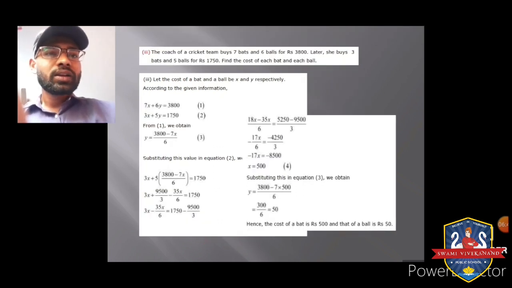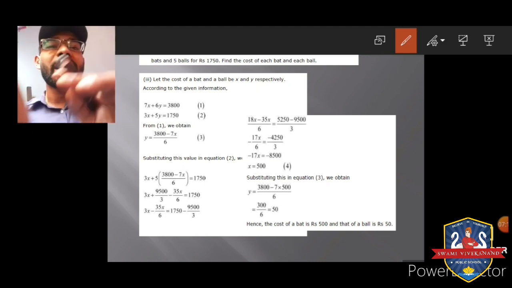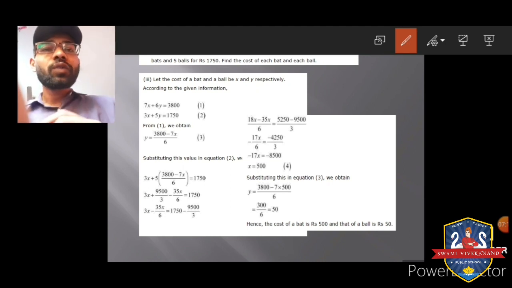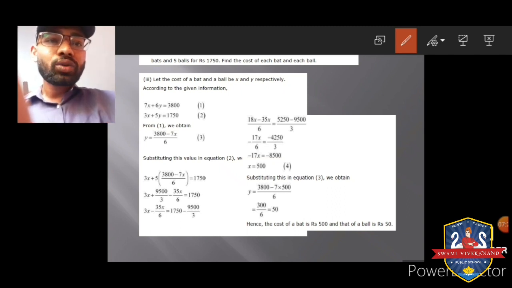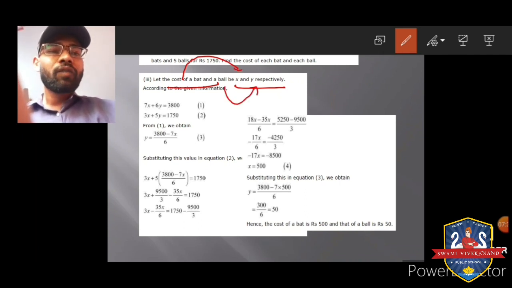Let's move further. Now in this statement, a coach of a cricket team buys 7 bats and 6 balls for rupees 3800. Later she buys 3 bats and 5 balls for rupees 1750. Find the cost of each bat and each ball. What do we have to find? The cost of each bat and each ball. It means that first of all our variables are the cost of each bat and each ball. So let the cost of one bat and one ball be x and y respectively. It means that the cost of one bat is x rupees and the cost of one ball is y rupees.